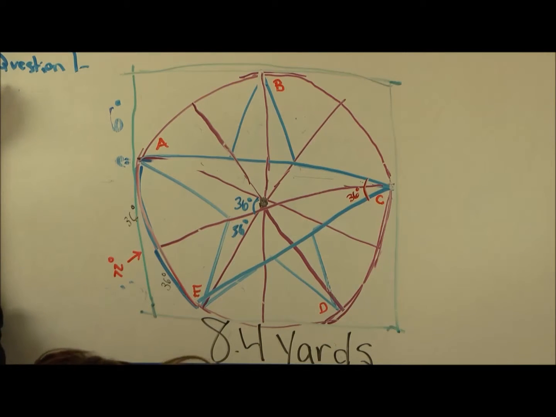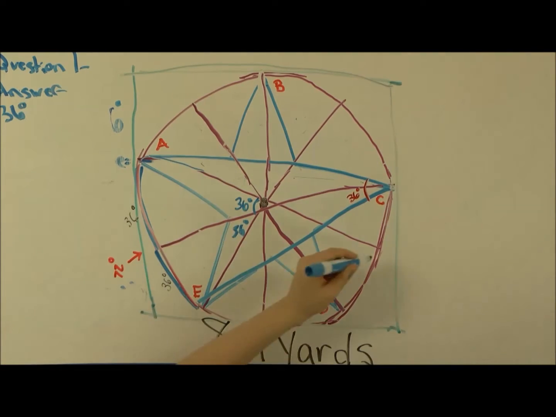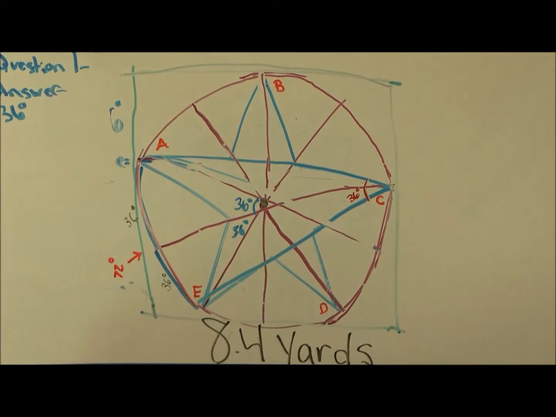Now that we have determined the answer to question 1 is 36 degrees, we can go on to question 2. Question 2 is, what is the diameter of the circle? The diameter of the circle is 8.4 yards because the circle touches the square.